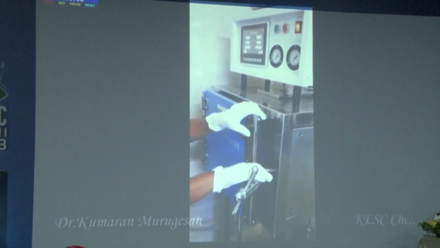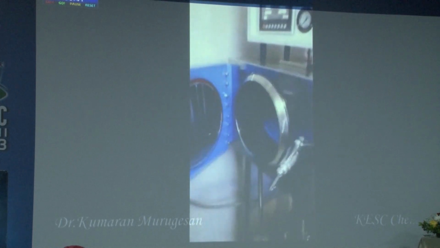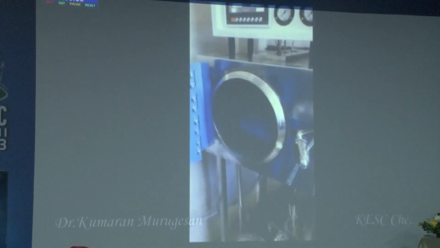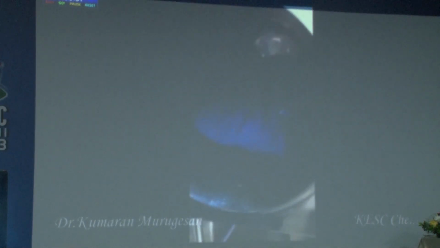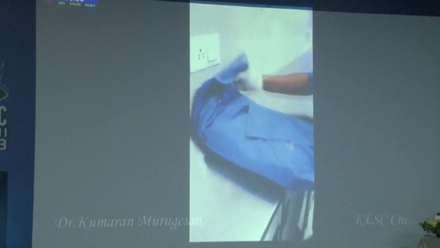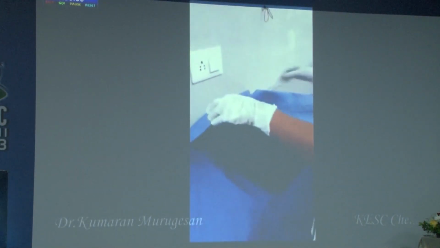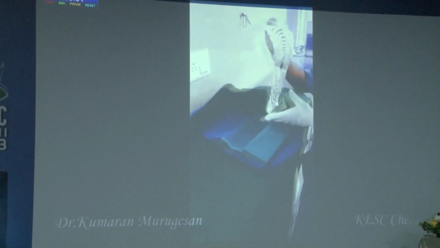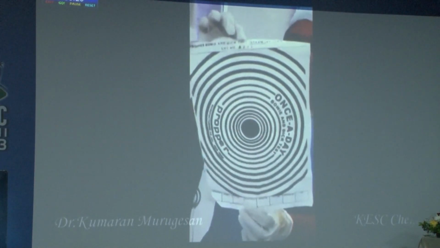You need not run the warm-up or the dry cycle. Once the sterile cycle is over, the autoclave can be put off. Then you remove the stack and ensure that the Bowie-Dick test has changed color. Once this is done, now your autoclave is ready to be packed.